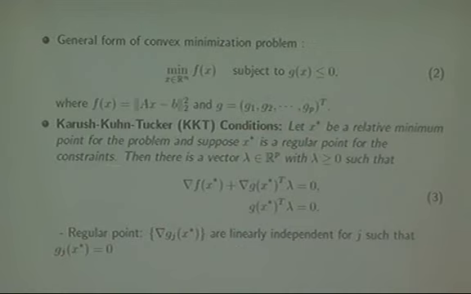X star is a regular point for the constraint. So the KKT condition says this: if x star is the relative minimum and a regular point, then there is a Lagrange multiplier lambda that satisfies this condition. This lambda is always greater than or equal to 0.